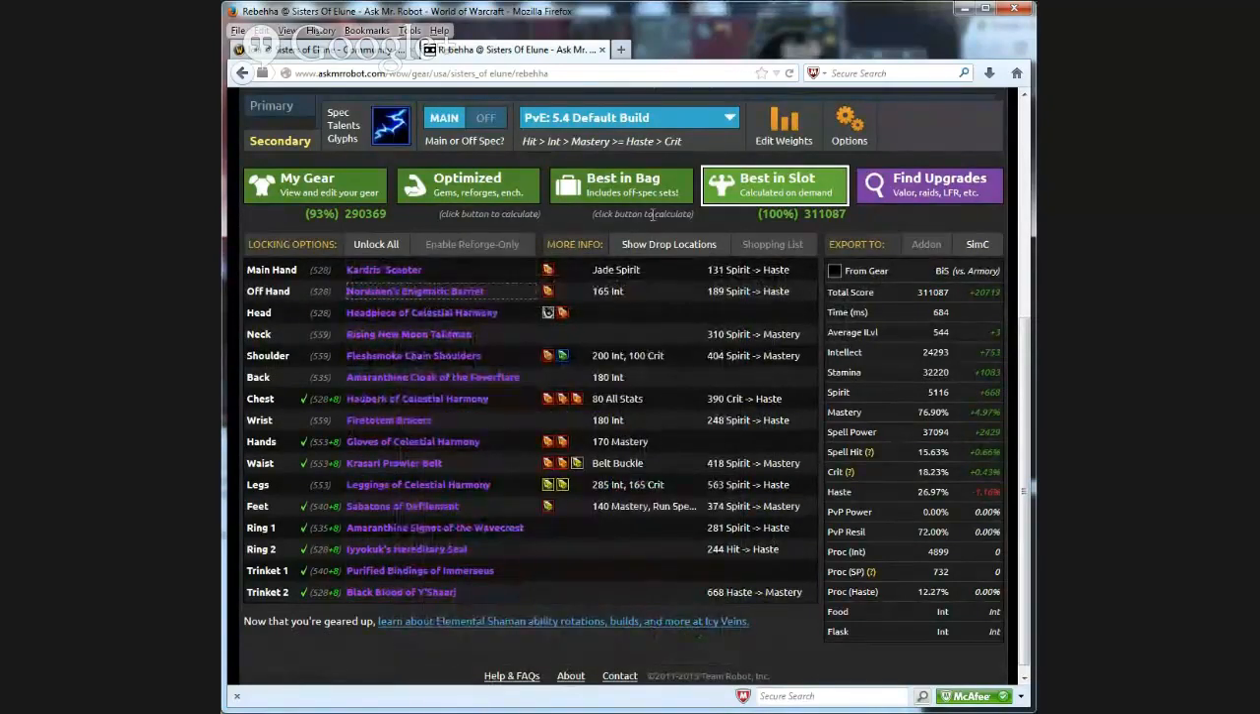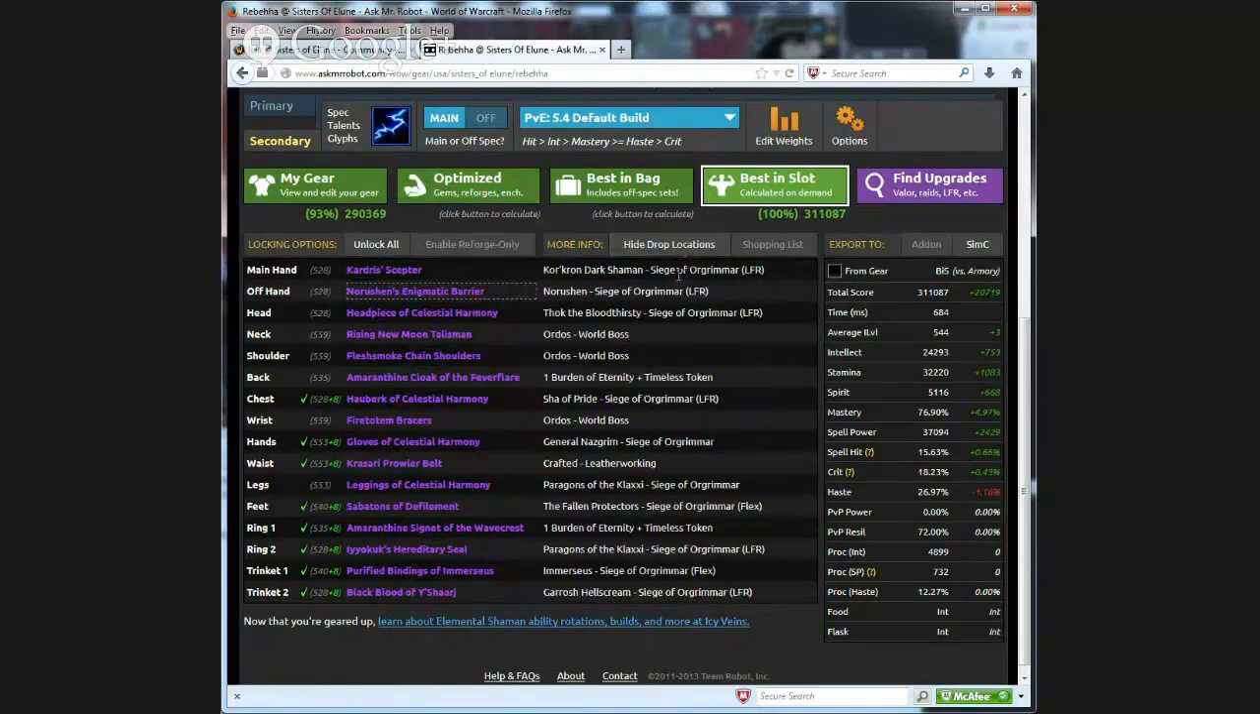Yeah, and that's the thing, is you can definitely use Ask Mr. Robot for a lot of things. The other cool thing about Ask Mr. Robot is when you're looking at best in slot, you can also click show drop locations, and that'll tell you where you can get everything. So that's another way to utilize additional tools to find out where you need to get the pieces that you're looking for.